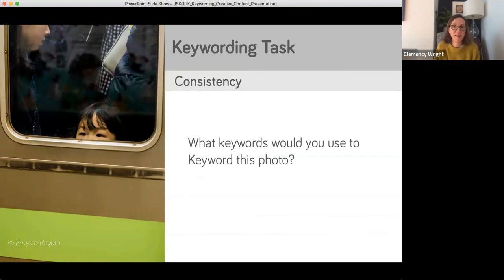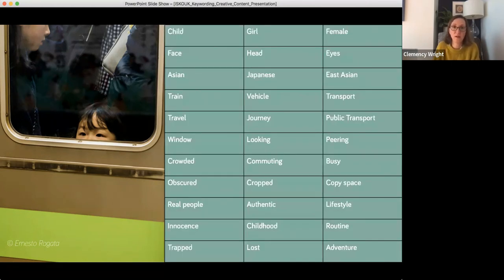So again, another task to throw in here. What keywords would you use to describe this photo? Where I'm going here is that if we are all going to look at things differently and have different ways of describing things, how can we start to tame this information and make it more consistent? In a previous workshop, these were some examples of keywords that people threw out. We've got looking, we've got peering, we've got lost, which has a fairly negative connotation, and we've got trapped, which is definitely more on the negative side. So we've got a variety of things that people have focused on.